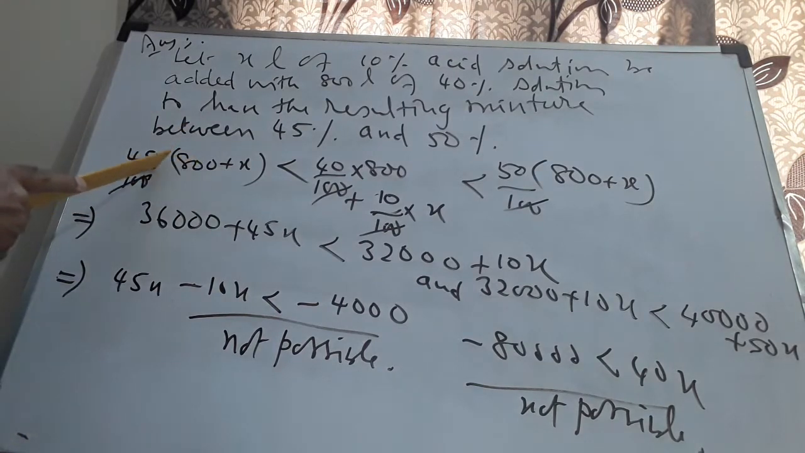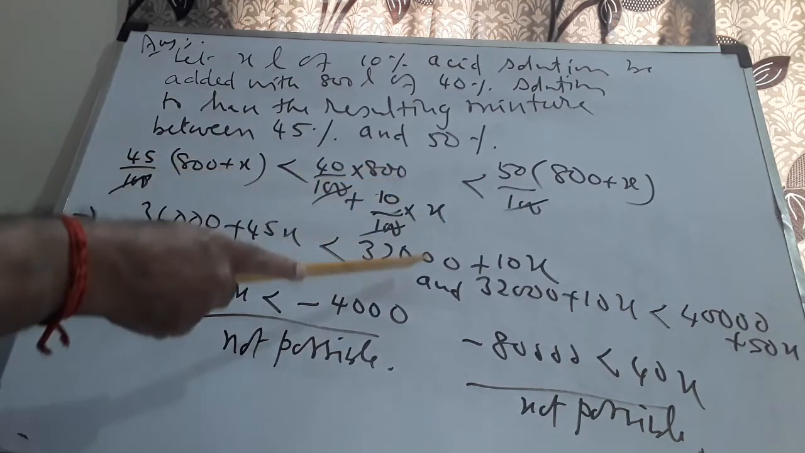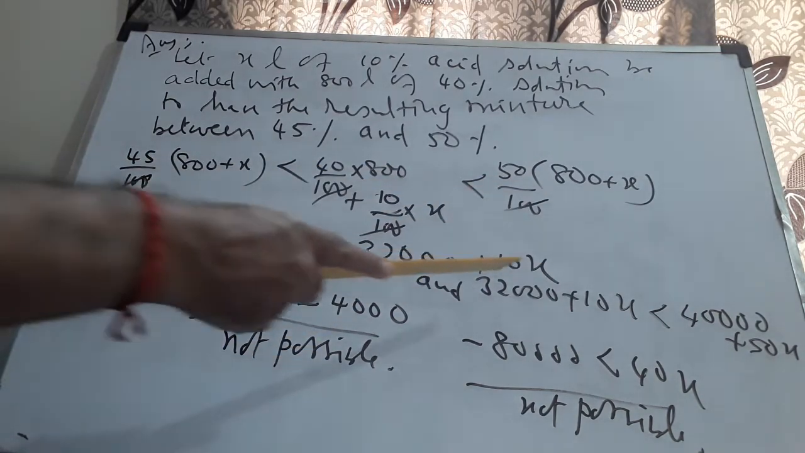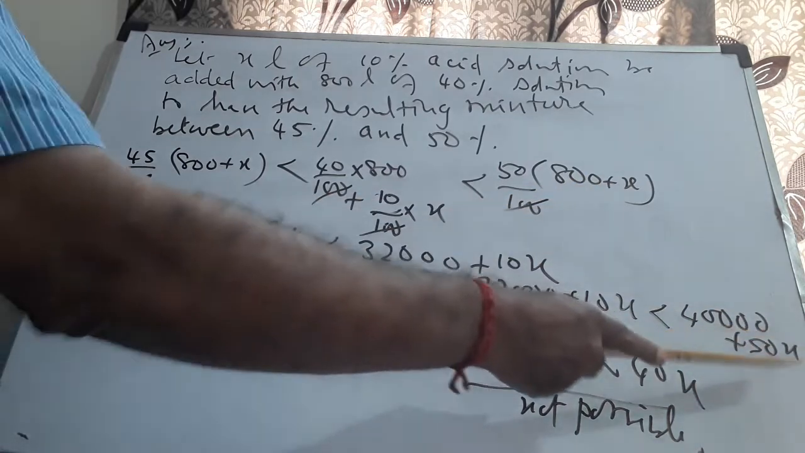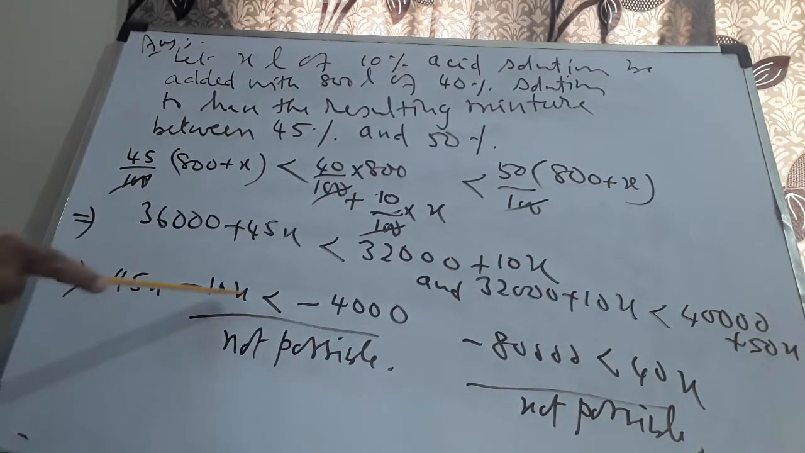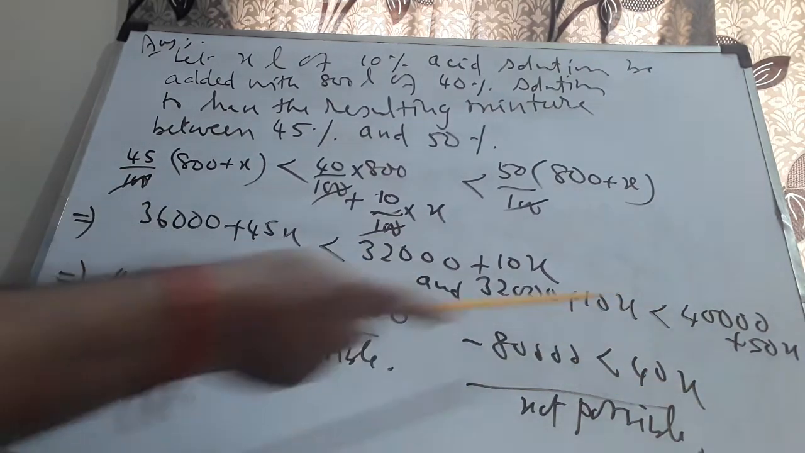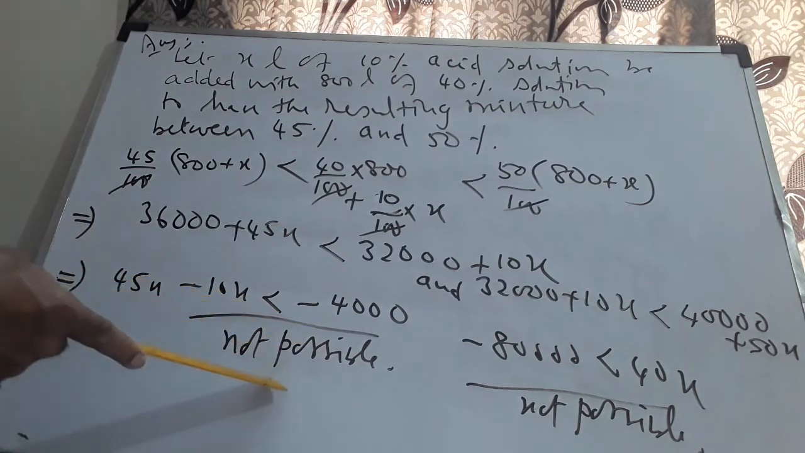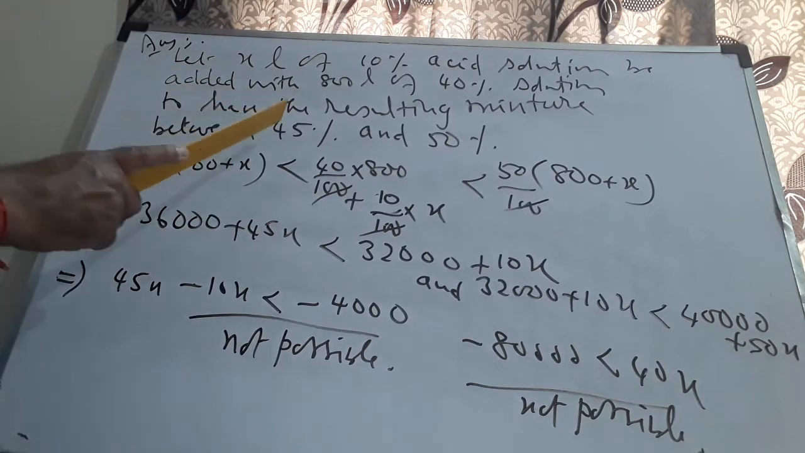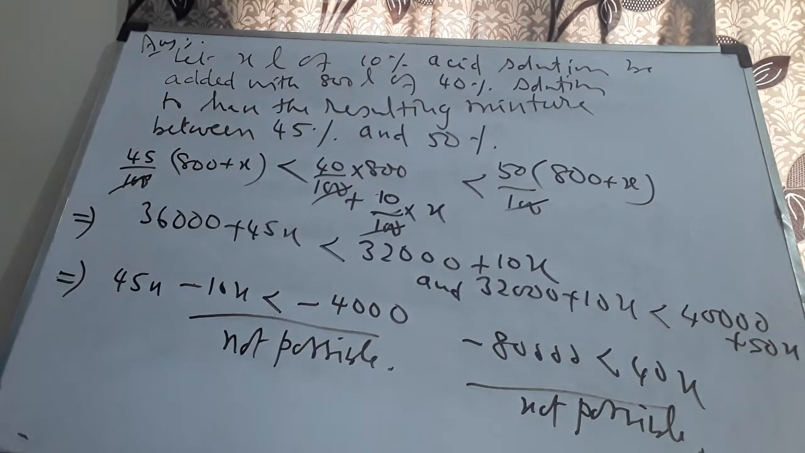So here the multiplication tells you 8 5s are 40, 32 plus 4 36, 36,000 plus 45x less than 32,000 plus 10x, 32,000 plus 10x less than 40,000 plus 50x. Therefore 45x minus 10x less than minus 4,000, minus 8,000 less than 40x. Here you are getting a negative value. Therefore it is not at all possible to have the resulting mixture between 45% and 50%. I should not come to the conclusion the question is wrong.